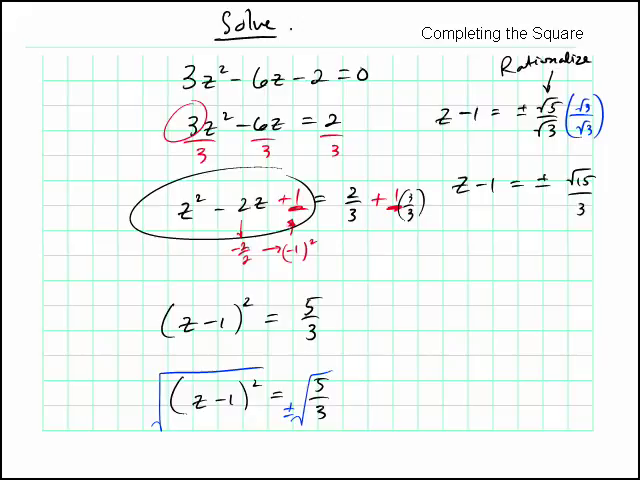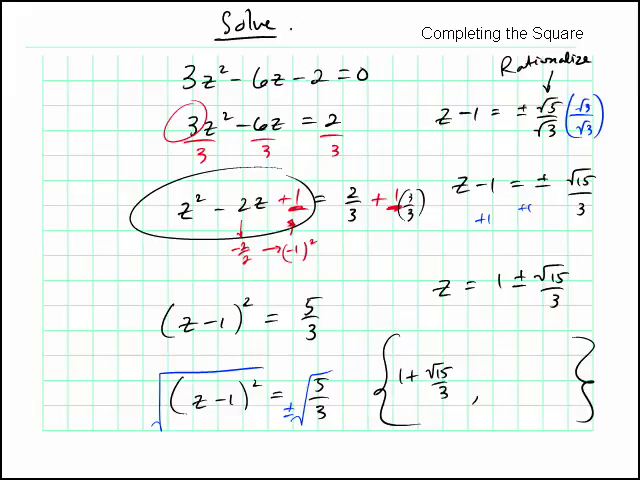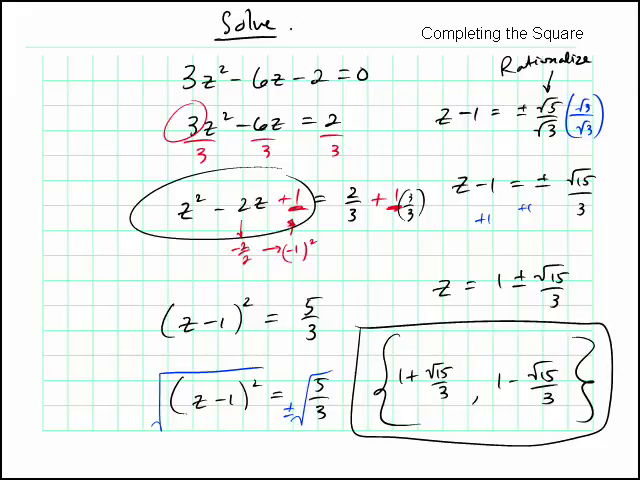Add 1 to both sides, and we end up with z equals 1 plus or minus square root 15 over 3. And those are my two solutions to the equation. 1 plus square root 15 over 3 and 1 minus square root 15 over 3. And our quadratic equation is solved. Let's now look at some quadratics where we get complex solutions.